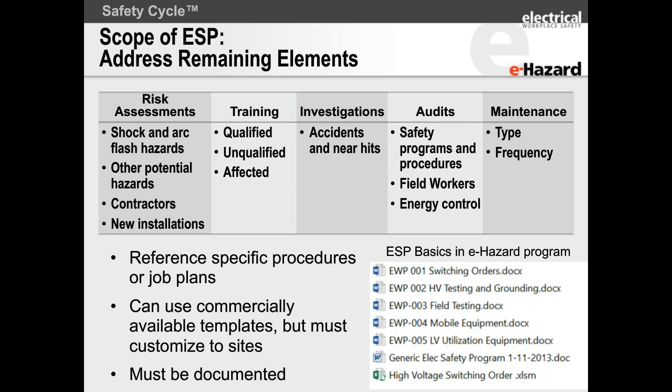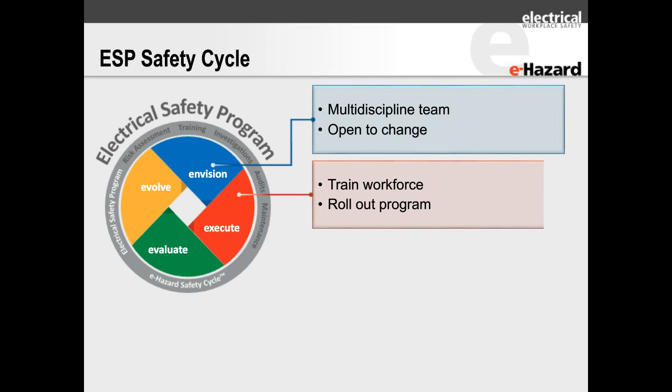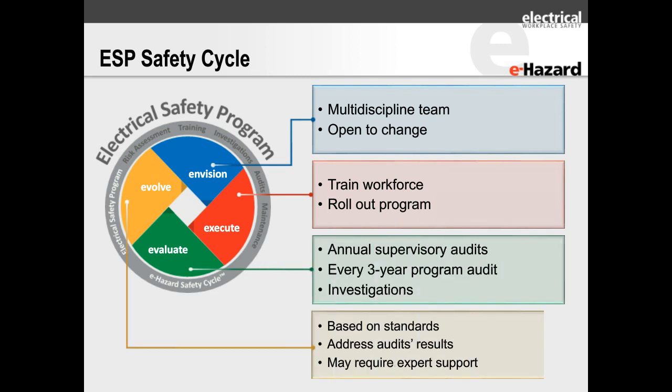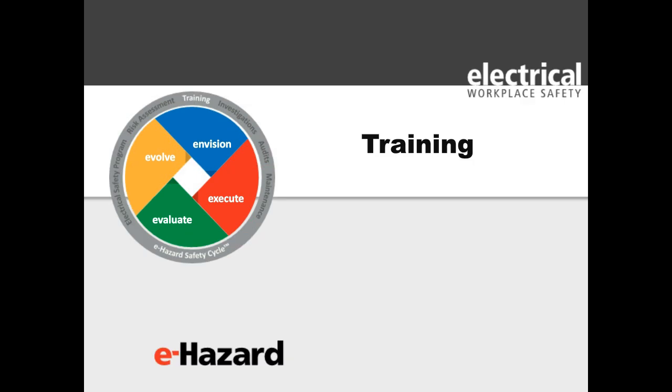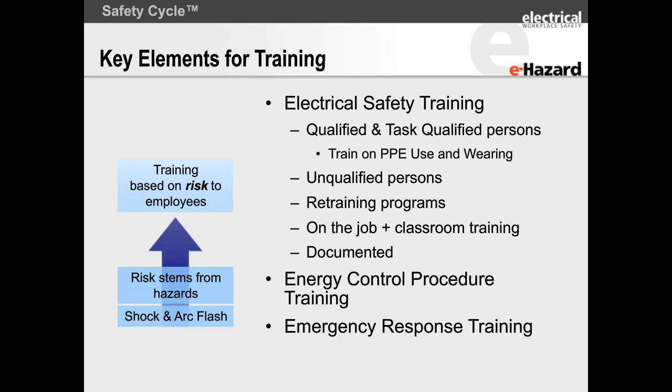So make sure your program is robust and your program is evaluated regularly. Use a multidisciplinary team. Make sure you're rolling out the program adequately, auditing it, and make sure you're basing it on standards and updating it as standards change. Whether it's OSHA or others, the latest standards are out there. They're changing every 3 to 5 years, so make sure you're staying on top of that. Training is required. Make sure you train on how to use the PPE. This may be done on the job or in the classroom, just making sure people understand how to use it.